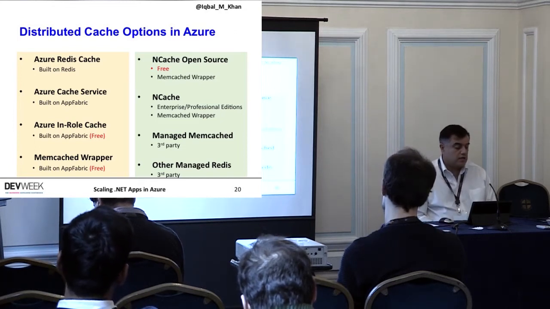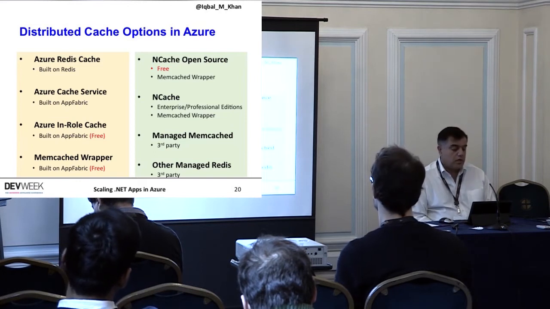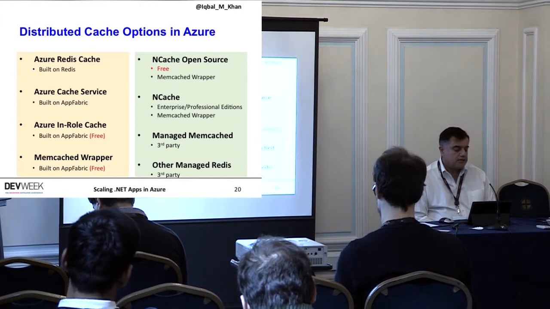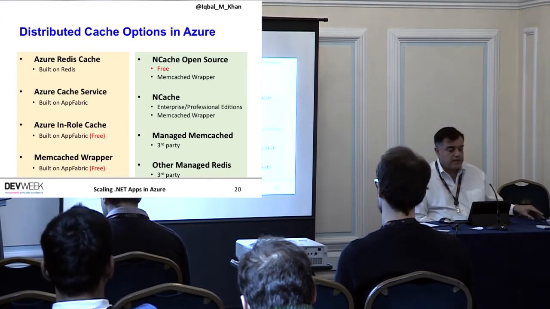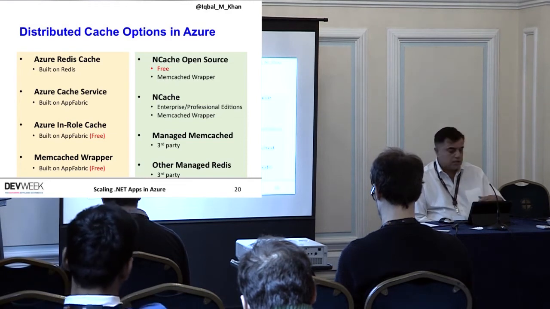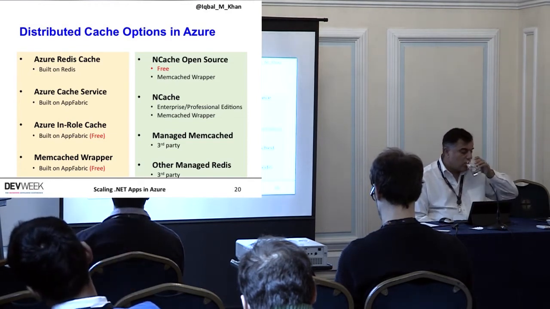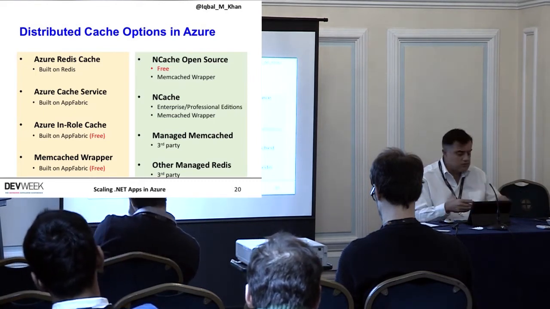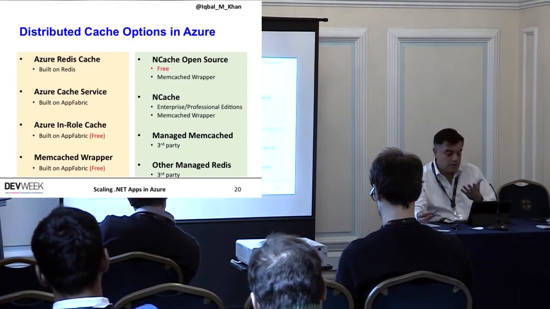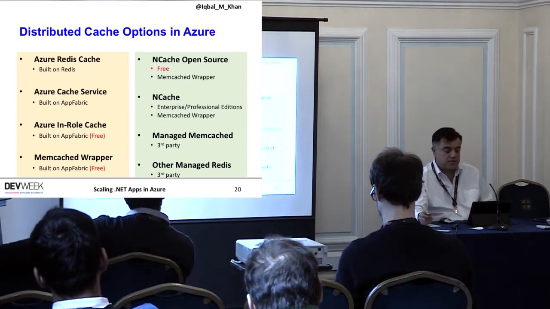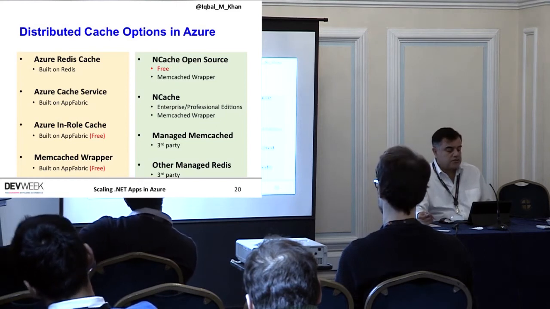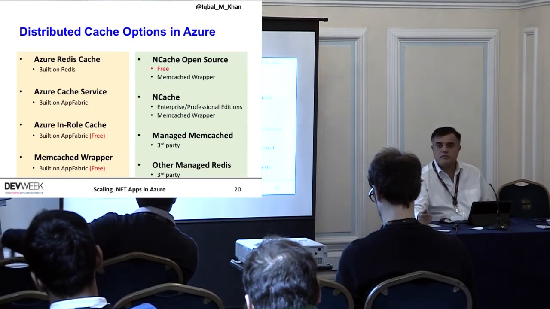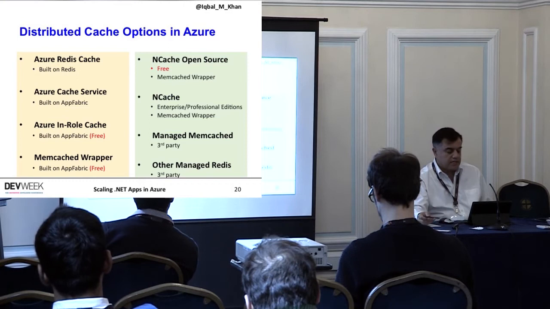One is the Azure Redis cache. Redis is an open source cache that Microsoft is using. It's a NoSQL key value store. The second is what they used to have originally, and that seems to be becoming less and less important. I could be wrong on this, but that's my impression, that the Azure Cache Service seems to become less and less important.